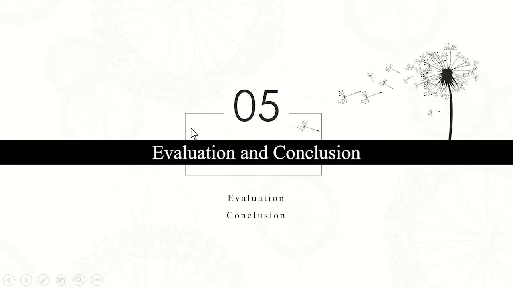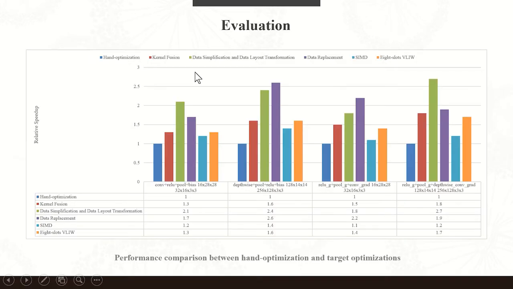Finally, the evaluation and conclusion. I compare the factors of various target optimizations proposed in this PPT and handle optimizations on the compilation speed of the DL models, and I take the performance value of hand optimization as the benchmark. Experimental results show that target optimizations can improve the performance of execution speed.